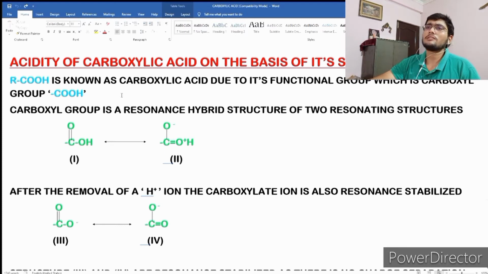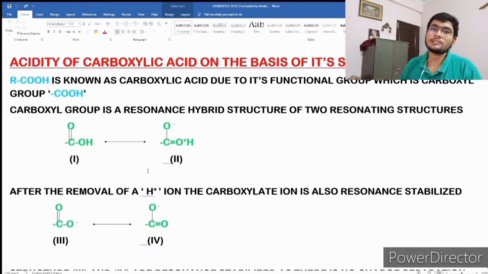Now let us see the structure of the carboxyl group. The carboxyl group is a resonance hybrid of two resonating structures. I have taught you this in my first lecture on carboxylic acid. Which are these two structures? One is this, and the second is this. This is formed by transferring the pi bond towards this oxygen. So this oxygen will get a negative charge, and this carbon will get a positive charge. Now because this oxygen has a lone pair on it, it will donate its lone pair to this carbon. So this carbon will get a positive charge because it has donated its lone pair. So this is the structure we got.